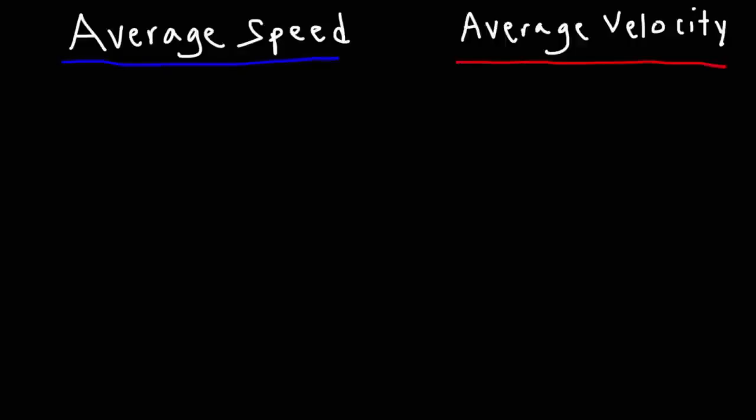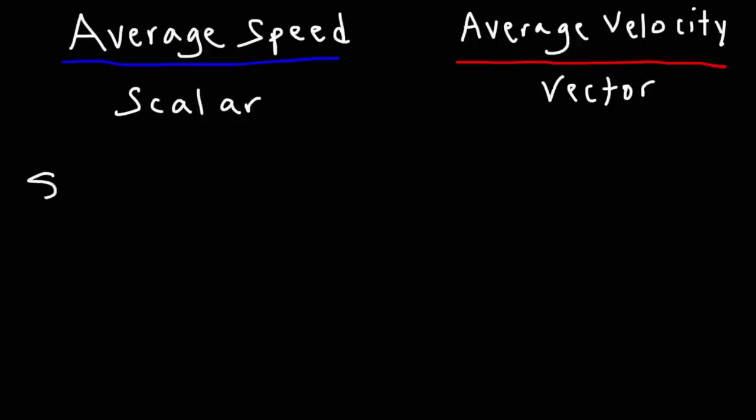Now let's talk about the difference between average speed and average velocity, as well as how to calculate them. Now keep in mind, speed is a scalar quantity. It has magnitude only and no direction. Velocity is a vector quantity. It has both magnitude and direction. So velocity is basically speed with direction.